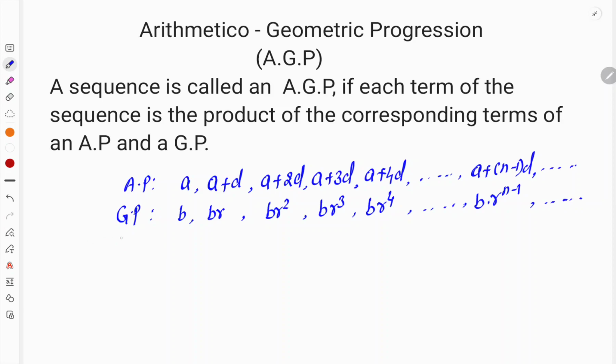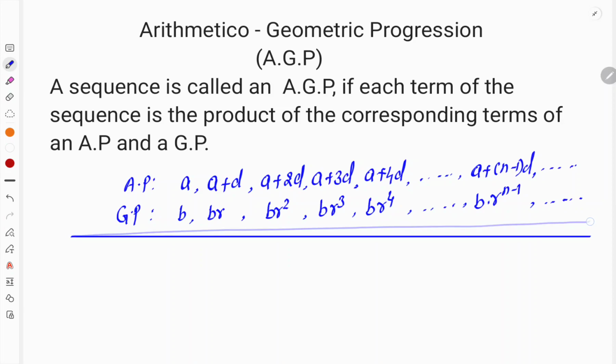Now how will A.G.P. be formed? If we multiply the corresponding elements, then the sequence we get is called A.G.P. It will be A into B, then (A plus D) into BR, or B R into A plus D, your choice, no problem at all. We are just multiplying, correct?